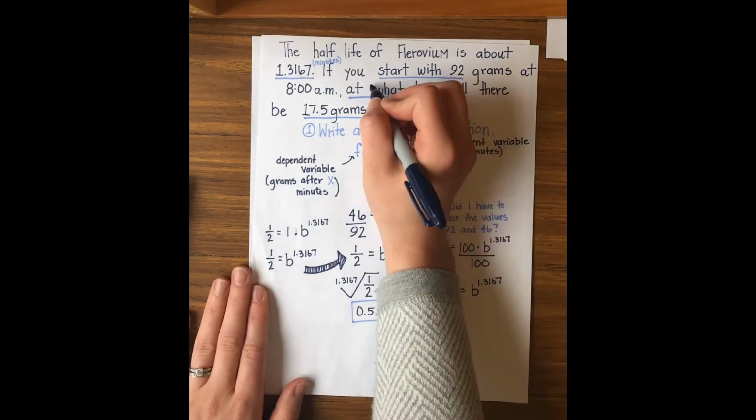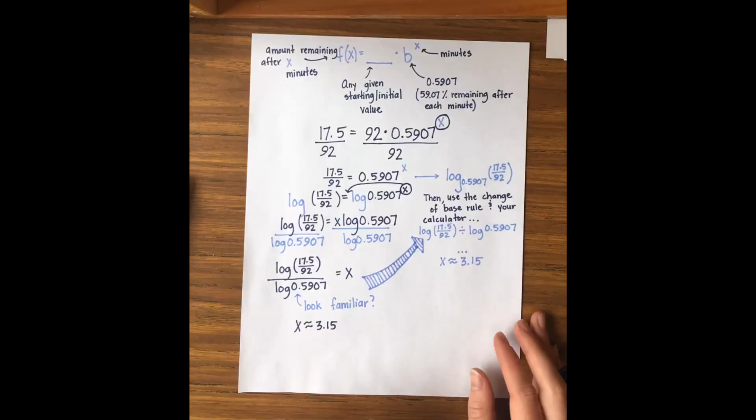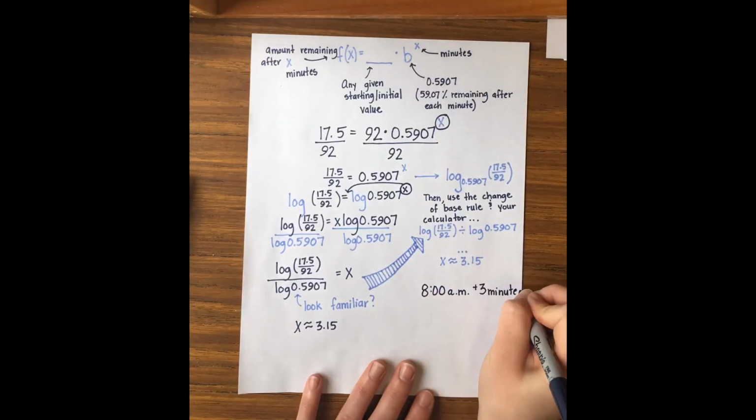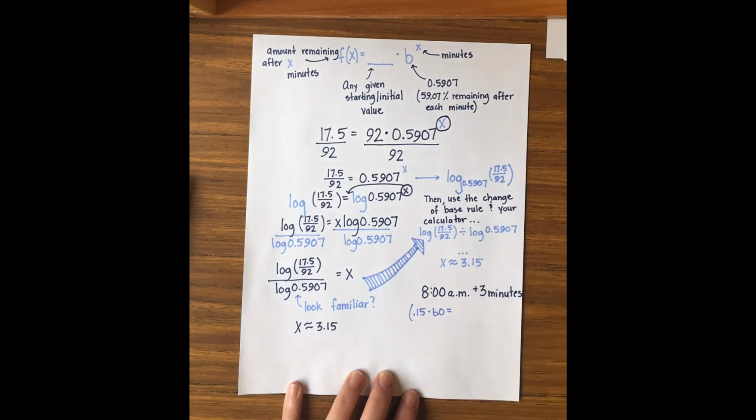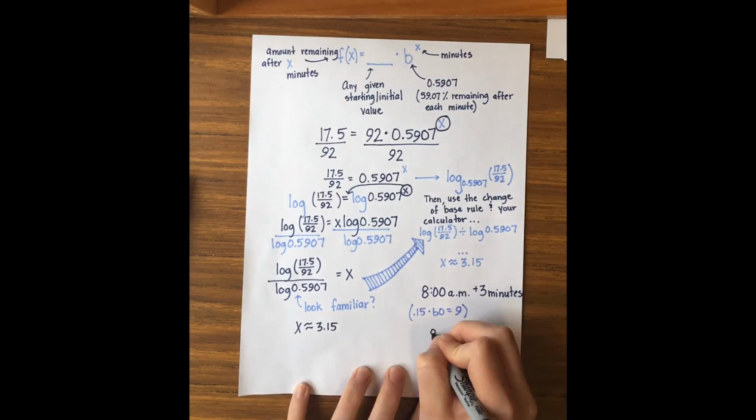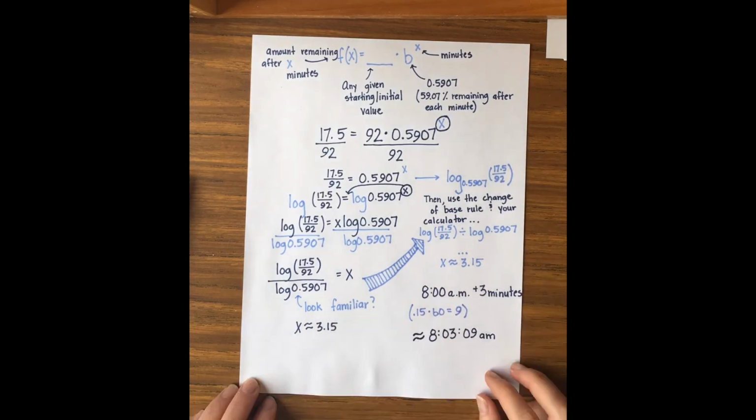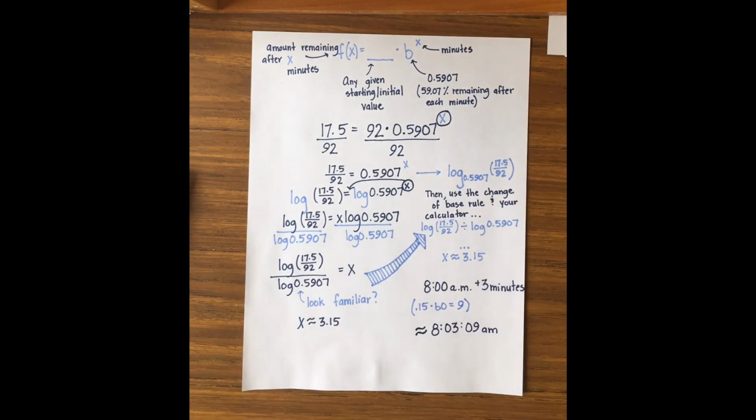If we look back at the original question, it's actually asking us for what time. If time 0 is at 8 o'clock in the morning, we need to add 3 minutes and 0.15 of a minute, which is about 9 seconds. Want more practice? You can use our original equation to solve for the time it takes for our 92 grams to decay to any amount.